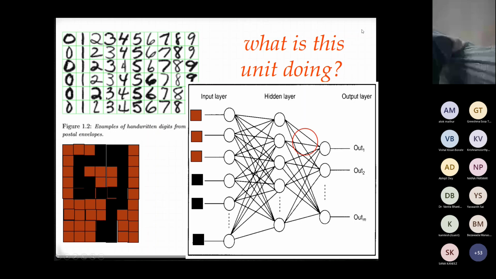What is the unit doing here? This is the weightage. The weight and bias come in to identify the value from the hidden layer.